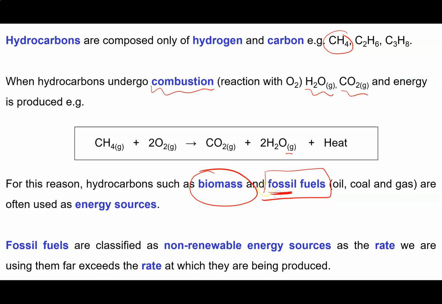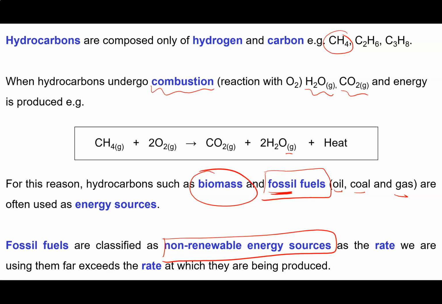They're called fossil fuels, and these are hydrocarbons that are formed from organisms that have been decomposing and being chemically modified over often millions of years. So the three most common fossil fuels are oil, coal, and gas. Fossil fuels are classified as a non-renewable energy source, and the reason why they are considered non-renewable is that the rate at which we use them is far quicker than the rate at which they are being produced.